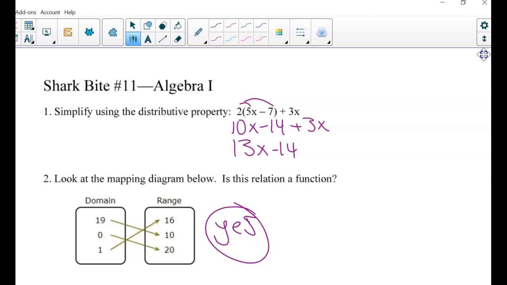answers to the short right. The first one, you needed to simplify by using the distributive property. To distribute, combine my terms, you would get 13x minus 14.